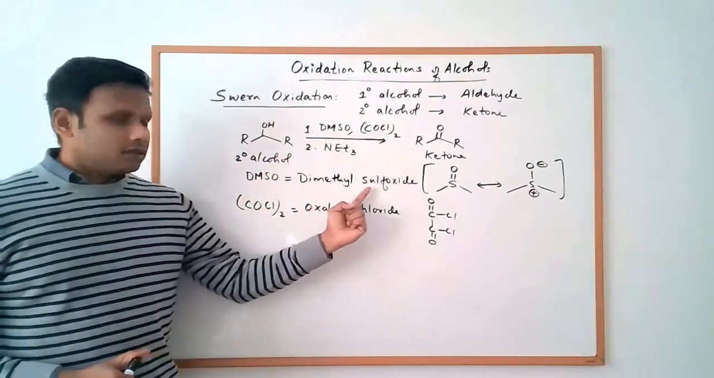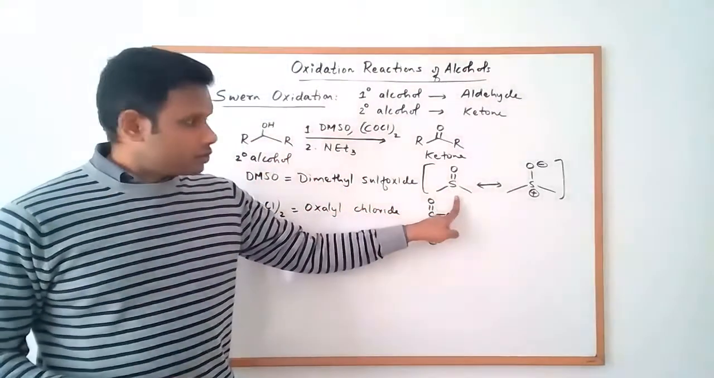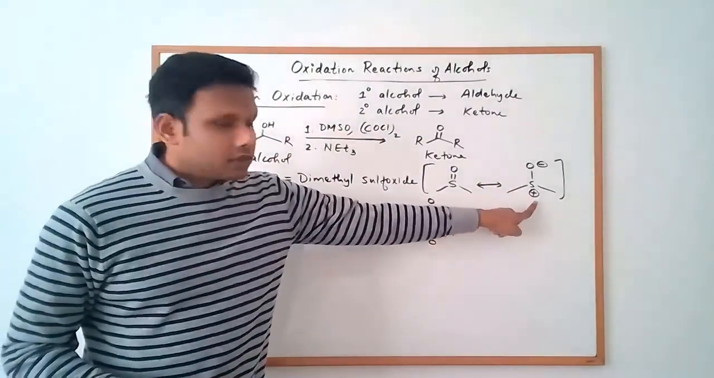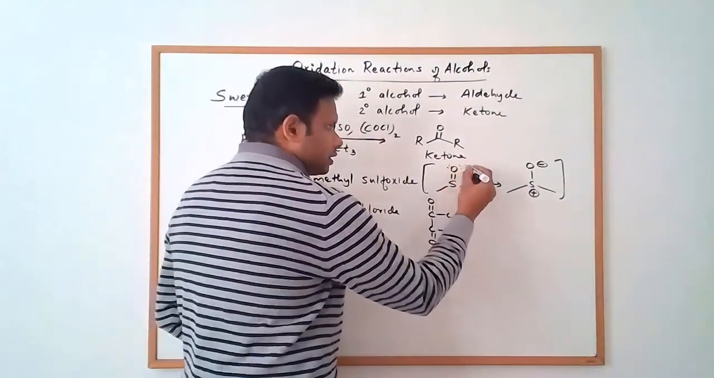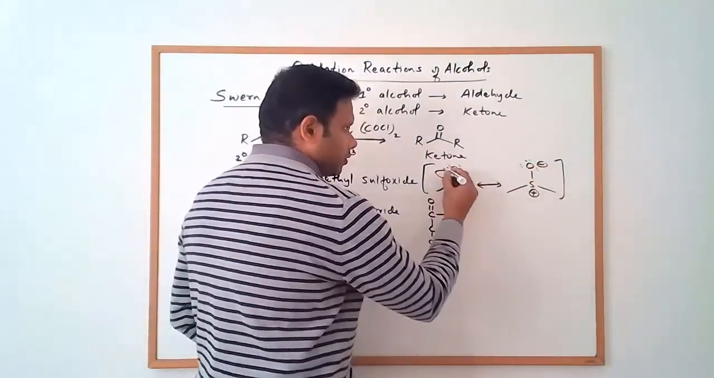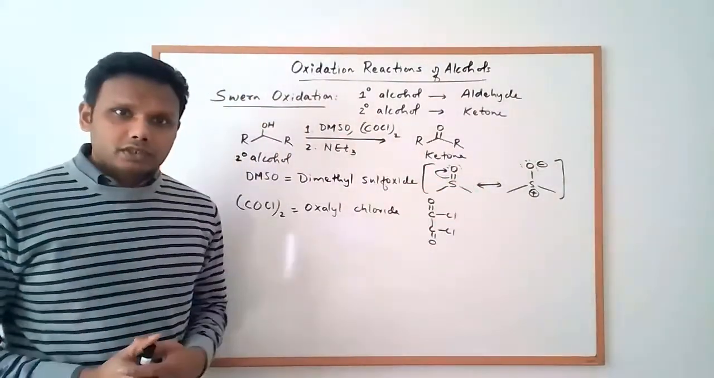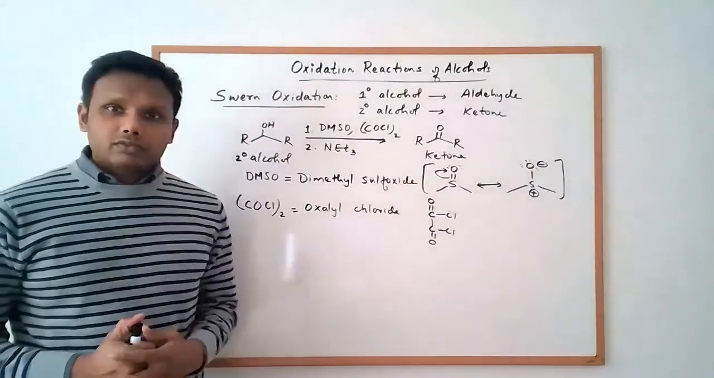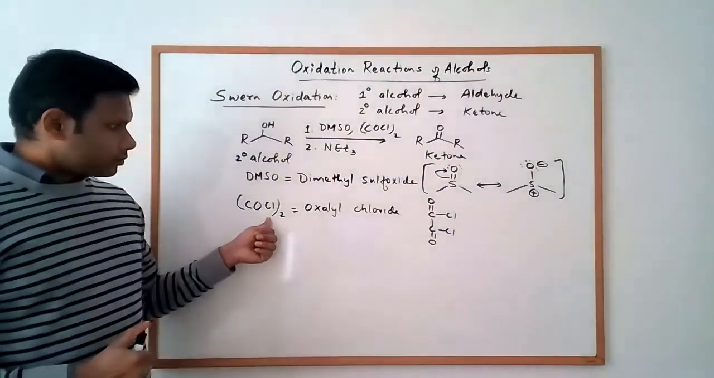DMSO is dimethyl sulfoxide. This is the structure of DMSO, and we can actually write a resonance form for DMSO. This oxygen here has 2 lone pairs, and this one here has 3 lone pairs. All we are doing is pushing that arrow up, so we can write a resonance form for it. And that's the resonance form that we're going to be using in the mechanism of this reaction.